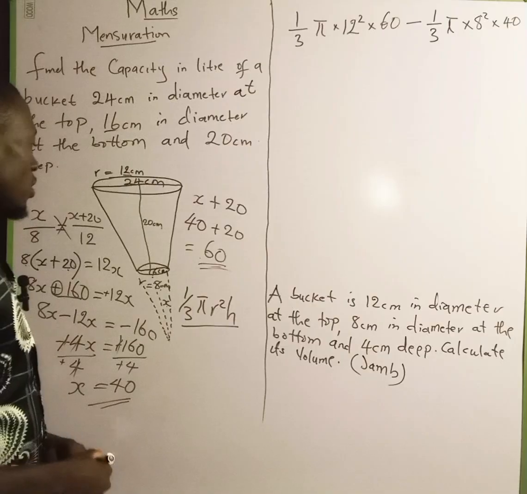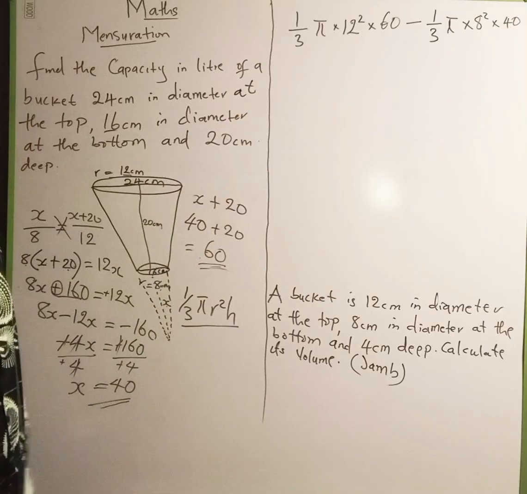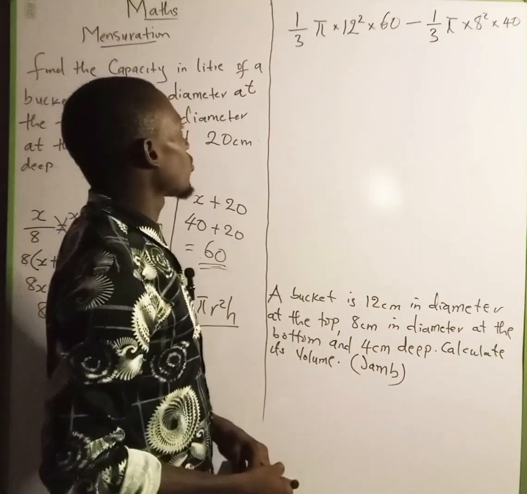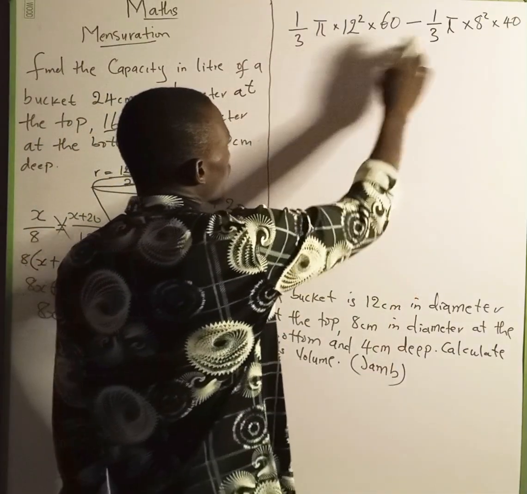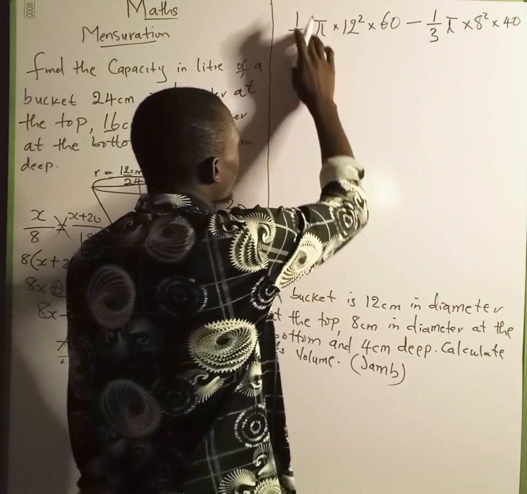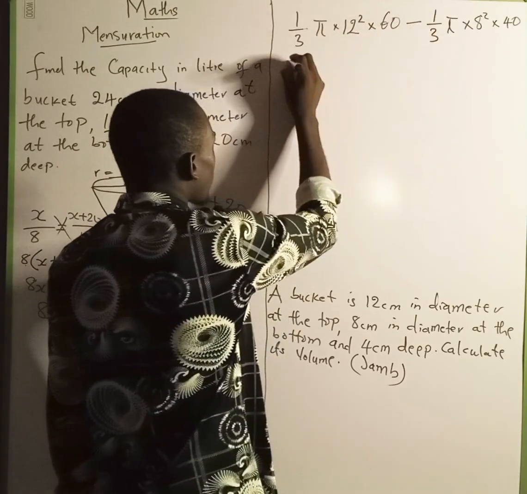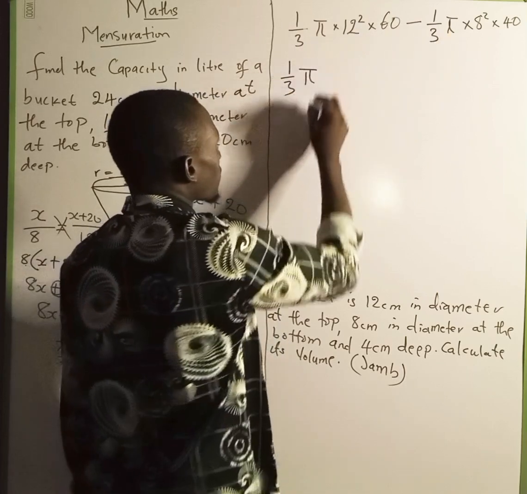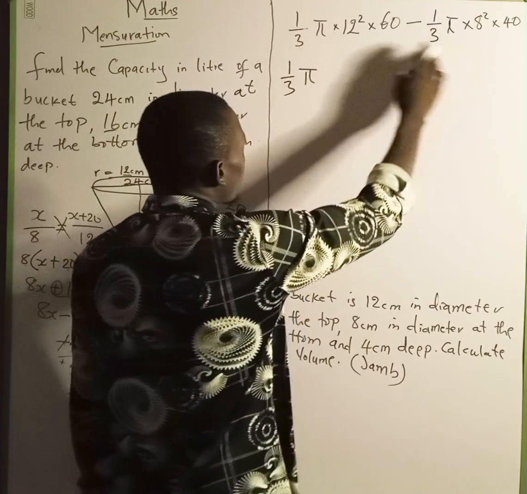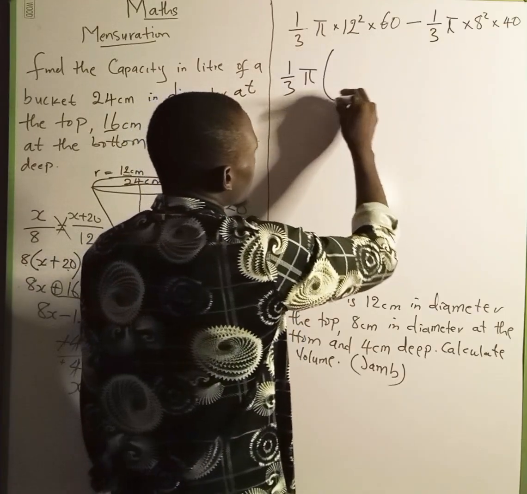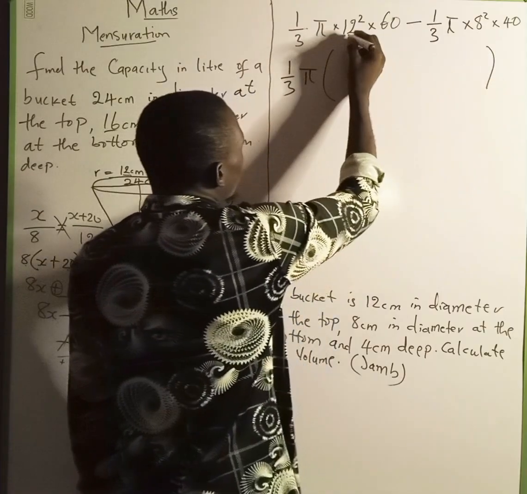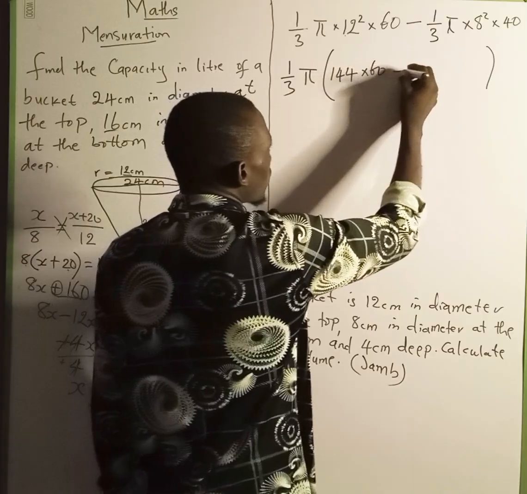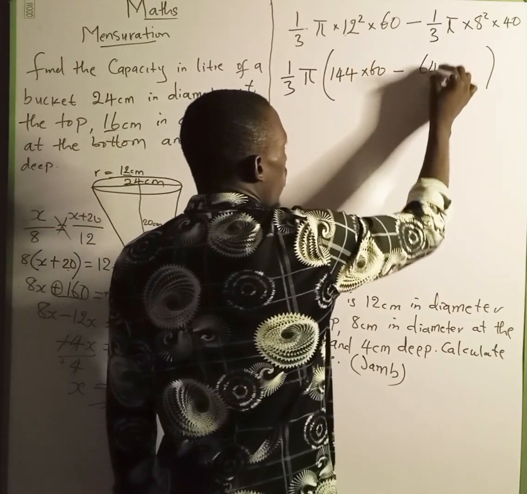Now at this point, we can solve this. There are several methods by which you can solve this, but let us use this simple one. We can factorize this. There is 1 over 3 here and 1 over 3 here, you take one of them. There is pi here and pi here, you take one pi. Now there is no longer any common value, so you can put in brackets 12 squared, which is 144, times 60, minus 8 squared, which is 64, times 40.